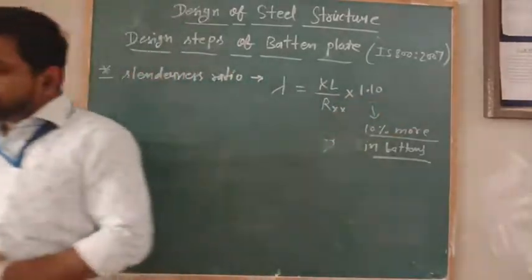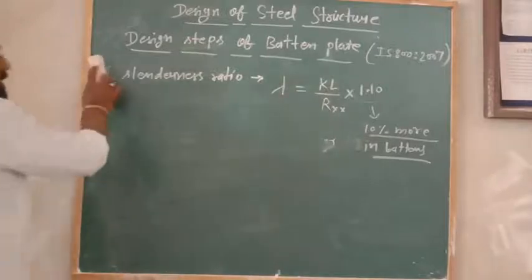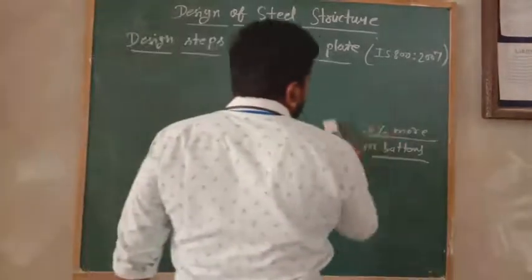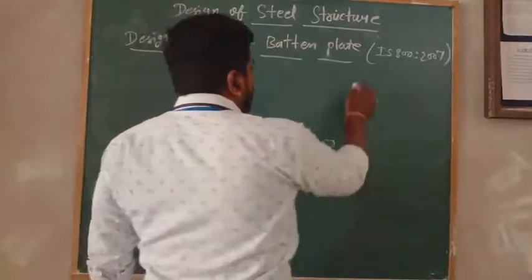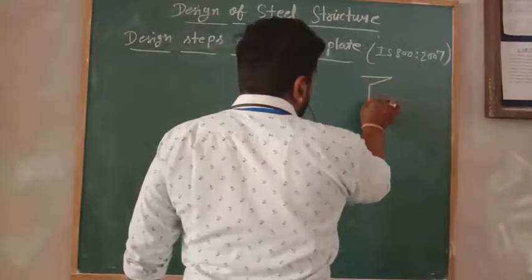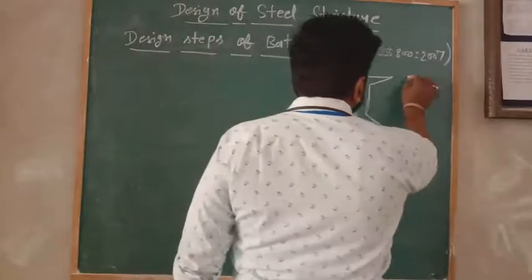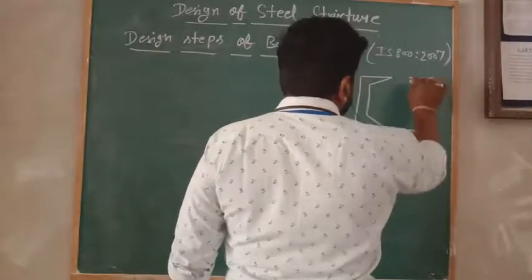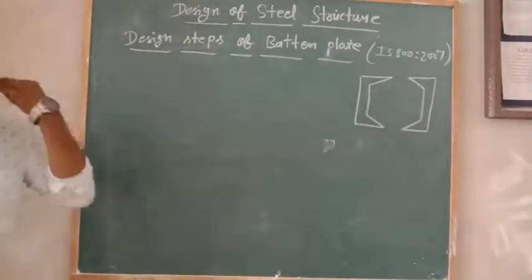So, in the design of batten, the first step is spacing between channels. We find out the spacing between channels. We can use an angle system, and the channels may be face to face or back to back. So I can draw a channel face to face, just like that. This is a face to face channel section. So the first step is spacing between channels.